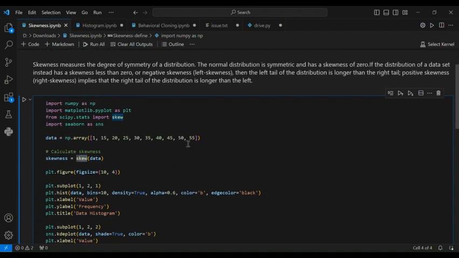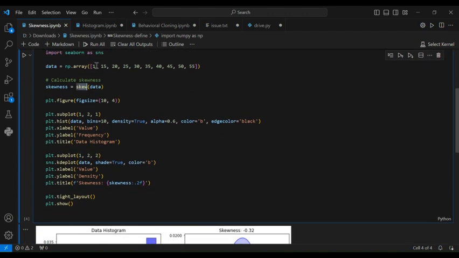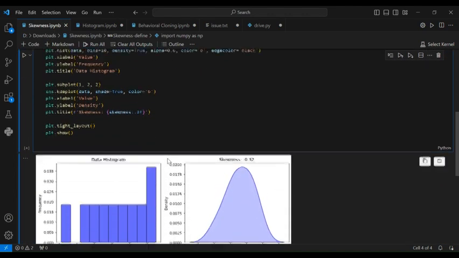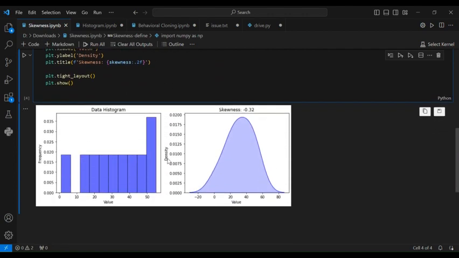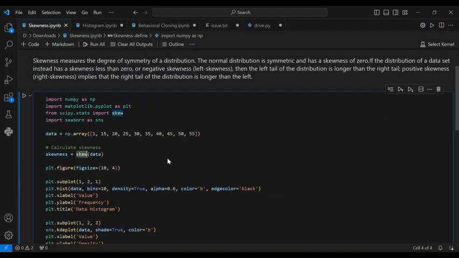If I change the data as per the need, then it will be quite skewed, or it will be quite a normal distribution. So I hope you got the skewness part.